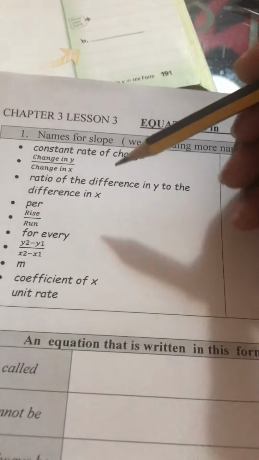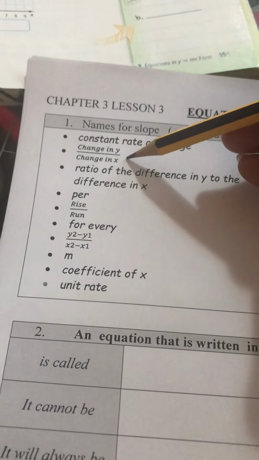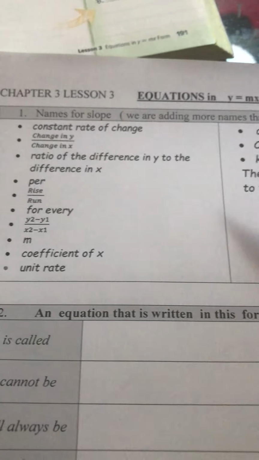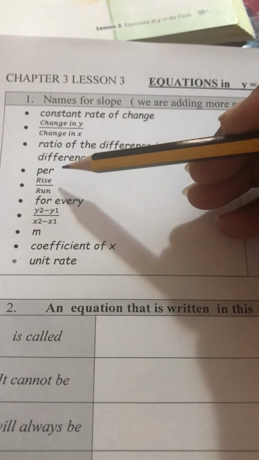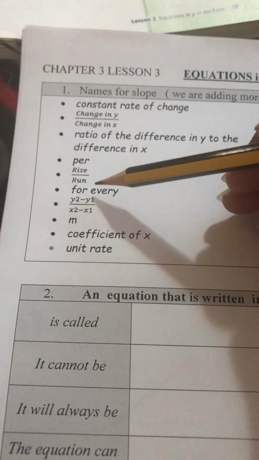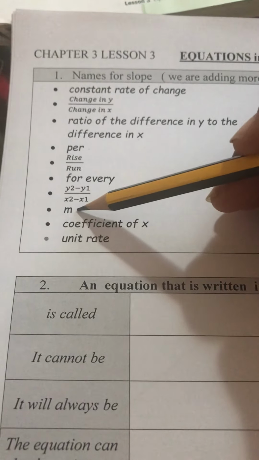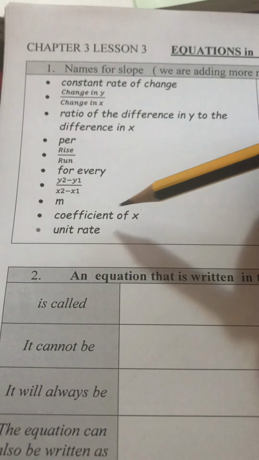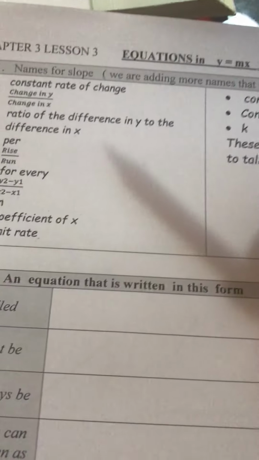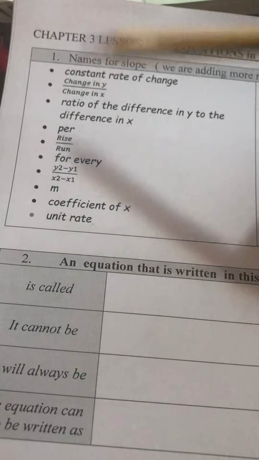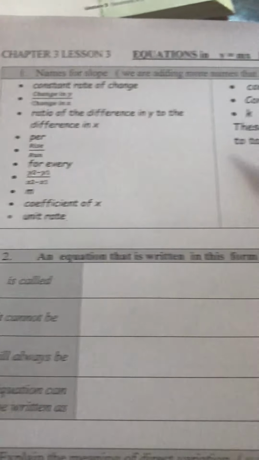Alright. So, as we have seen, slope can be called a constant rate of change, change in y over change in x, ratio of the difference in y to the difference in x, rise over run, y2 minus y1 over x2 minus x1, m, coefficient of x, unit rate. Okay? Now, as you can see, our names keep on going. The more we keep moving, the more names we keep getting.